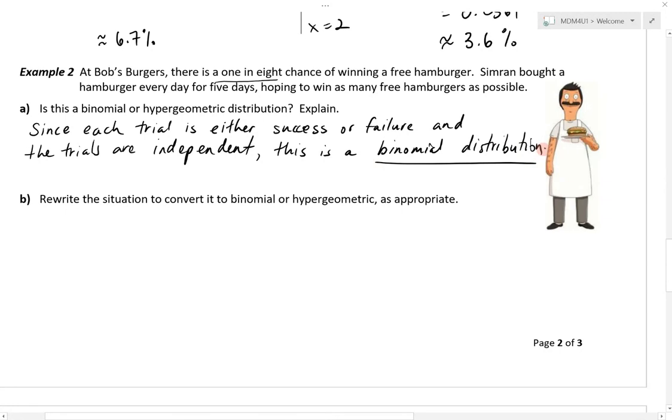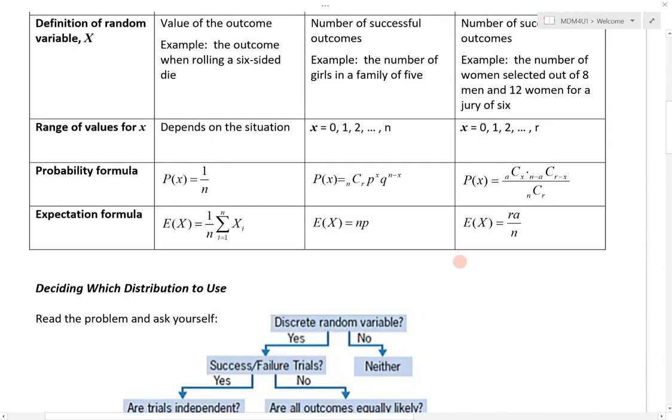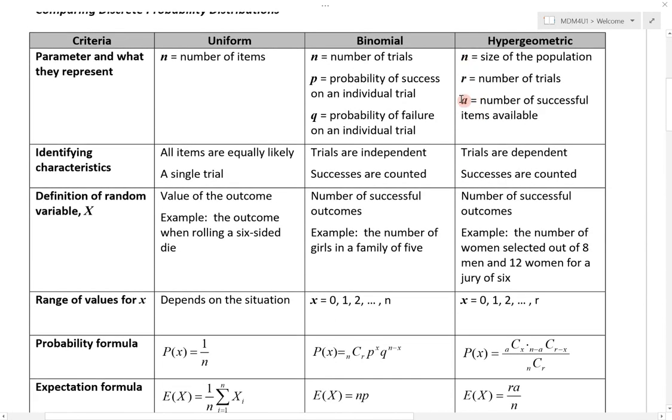Okay, but how would we rewrite the situation to make it a hypergeometric distribution? For a hypergeometric distribution, what would we need? Think about the variables. We need an n. Let's go back to our formula and have a look. Okay, so we're going to need an n, we're going to need r, and we're going to need an a.